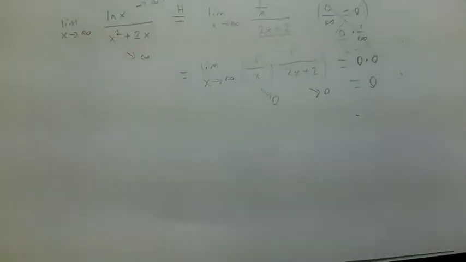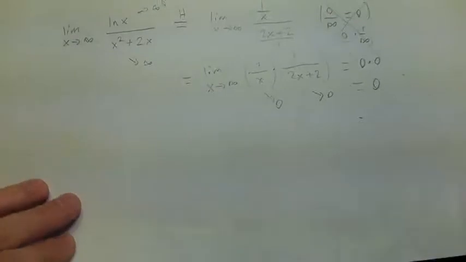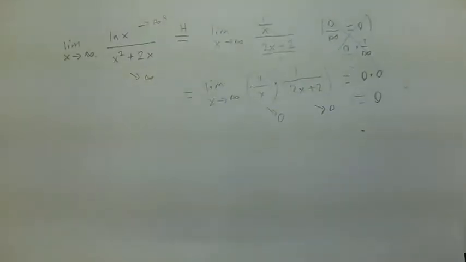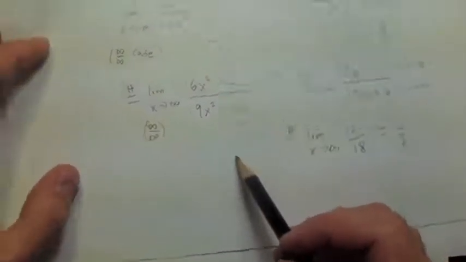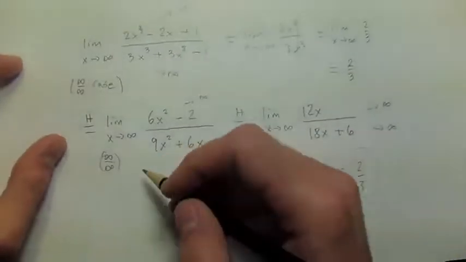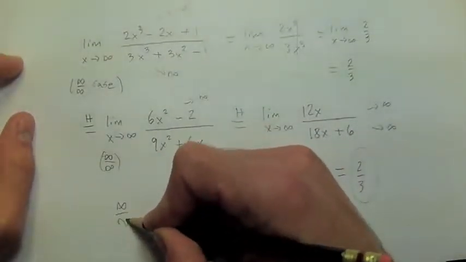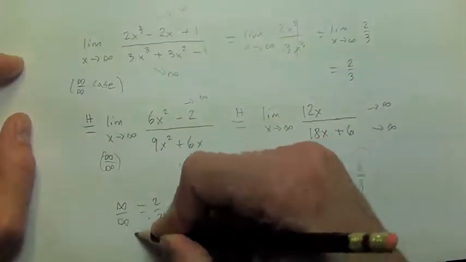And if you were ever curious why we call it an indeterminate form, it's because there's lots of different cases. For example, here was a case that we looked at earlier that was an infinity over infinity case that equaled 2/3, right? It gave us some number.